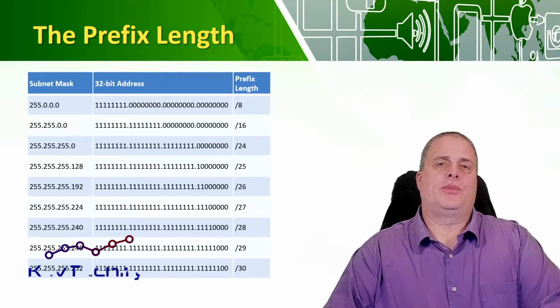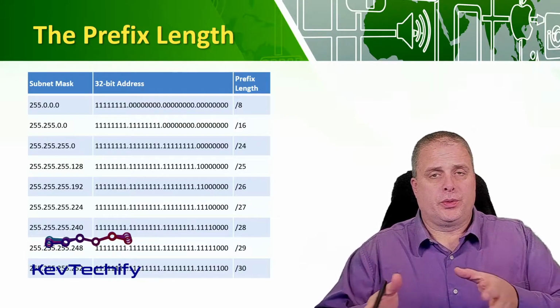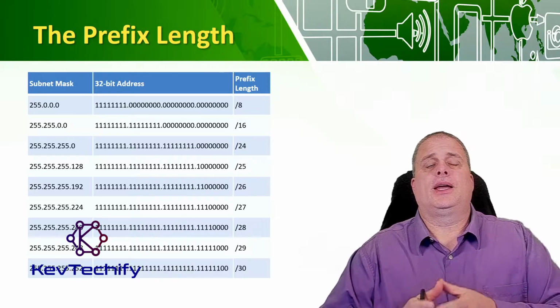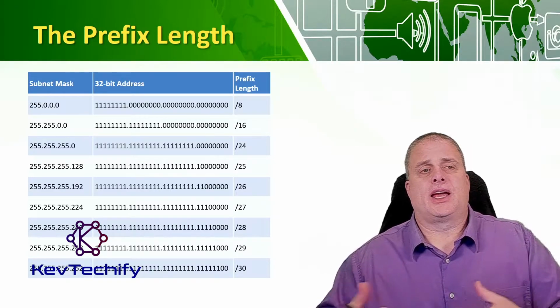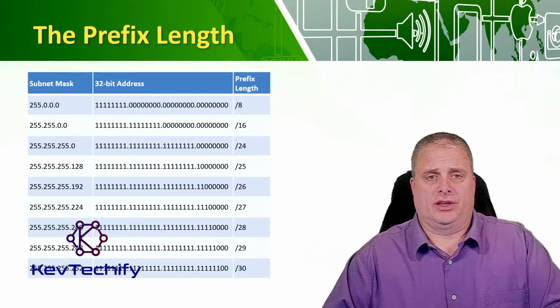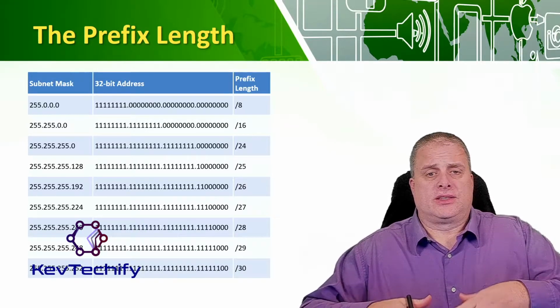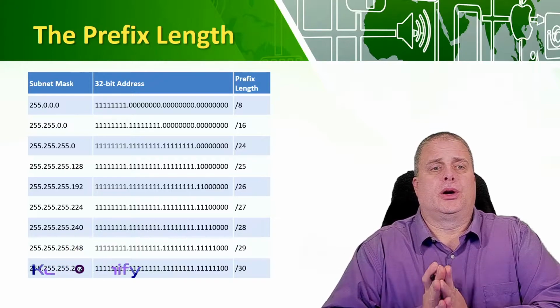When we're talking about these IPv4 addresses, usually we talk about a subnet mask, but a lot of times when people talk about these IPv4 addresses, they talk about a slash number or a prefix length. And sometimes it's a little bit easier to understand.